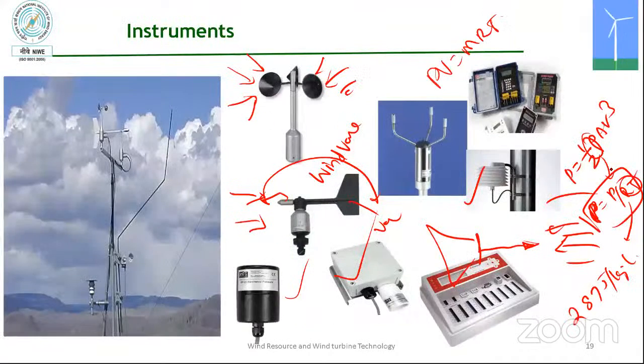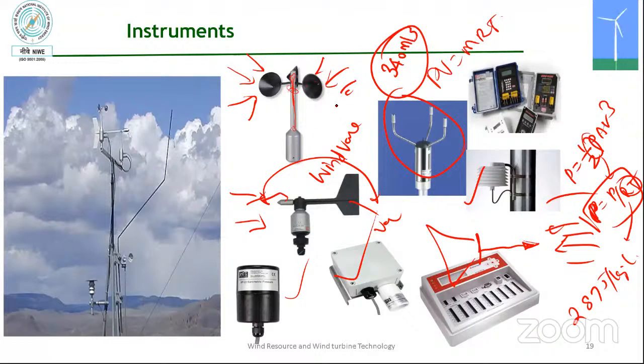Apart from this, we also use the sonic anemometer. What is the speed of sound? 340 meter per second. So the sound travels 340 meter per second. And here you can see the cup anemometer. This is the cup, which is coupled with the shaft. And here we have the bearings, because it has to rotate.